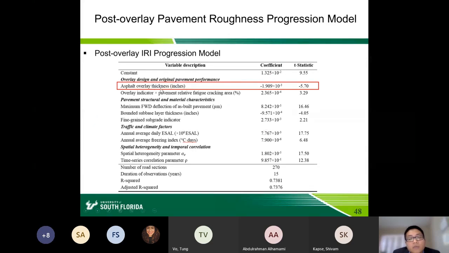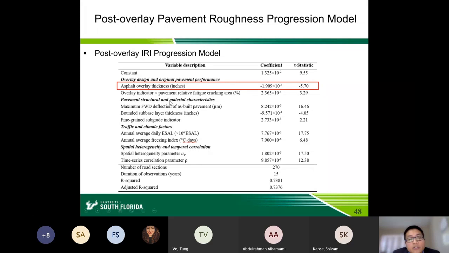As we can see, overlay thickness will decrease the IRI progression rate. Also, the interaction term between overlay indicator and the relative fatigue cracking area has significant effects on IRI progression rate. This means if the previous pavement has fatigue cracking but was not milled, it will increase the IRI progression rate. If the previous pavement was milled, even if the pavement suffers severe fatigue cracking, the post-overlay IRI progression rate will not increase.